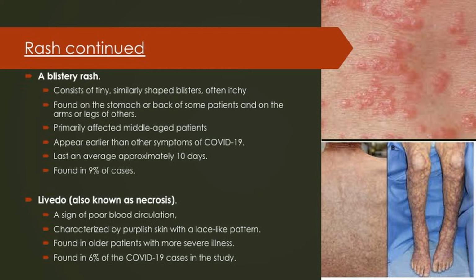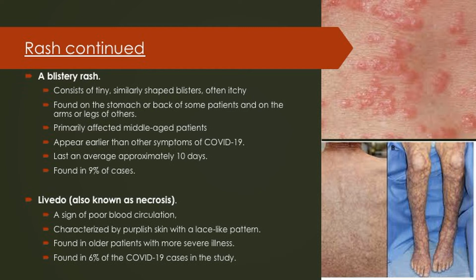So livedo, or another word for this, is called necrosis. Necrosis means death of a tissue. So the signs are like poor blood circulation. The skin may look purplish. You may see like a lace pattern on the leg, like you've probably seen people that have that lace pattern.